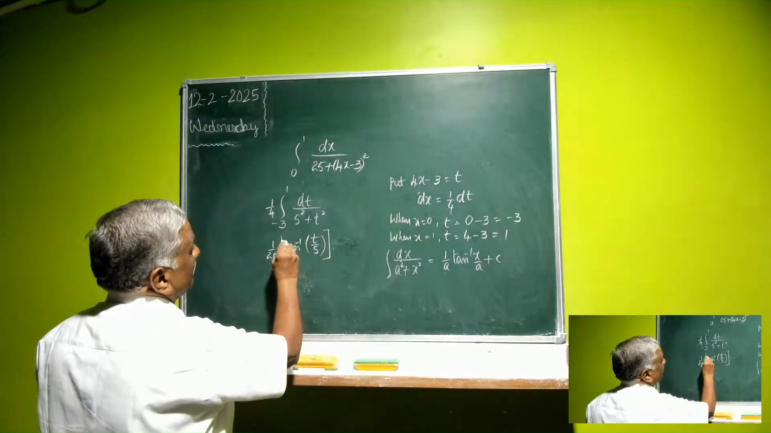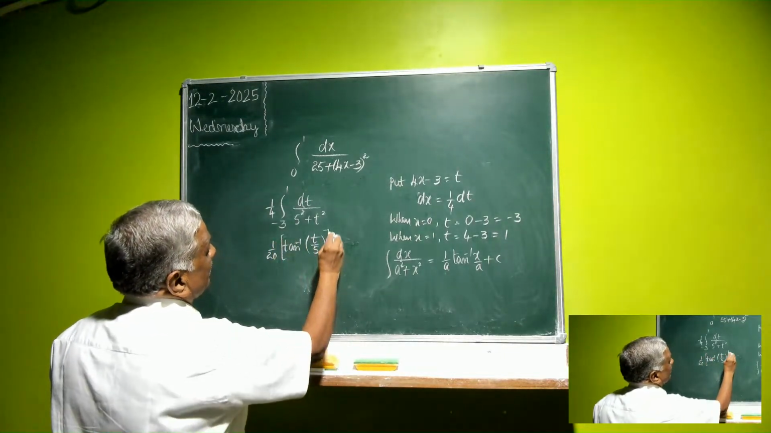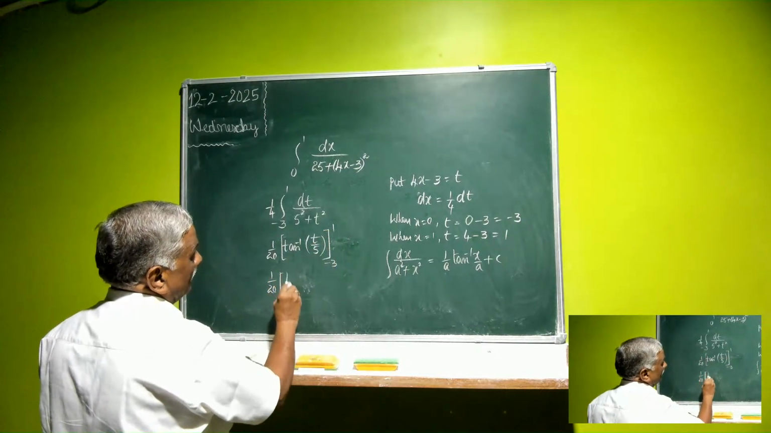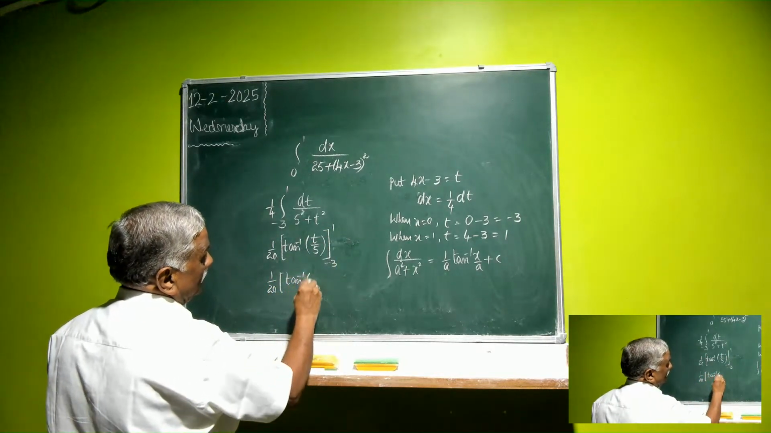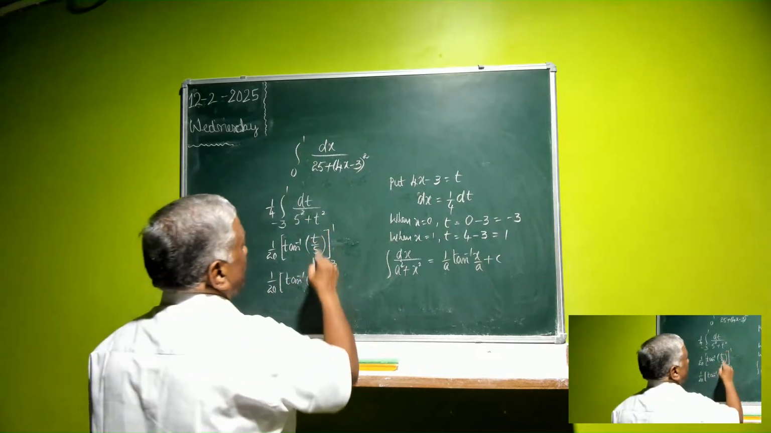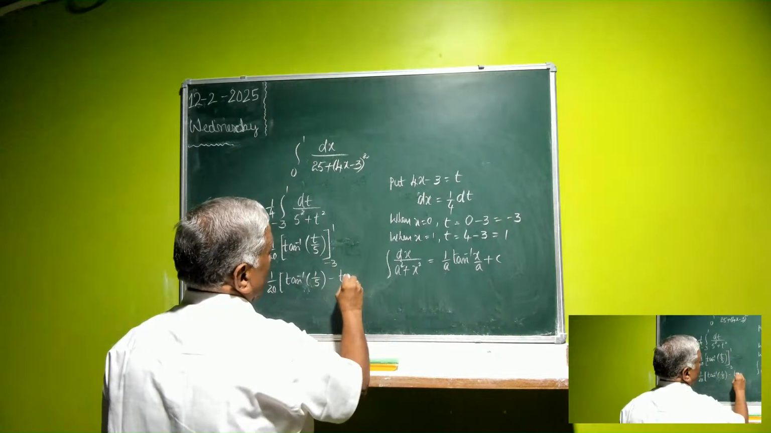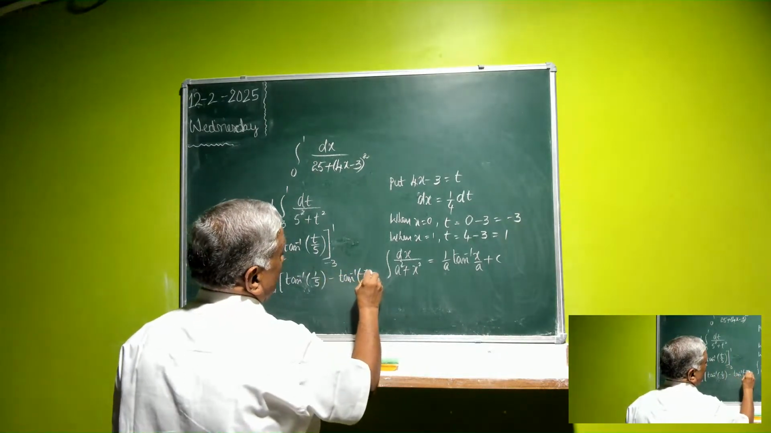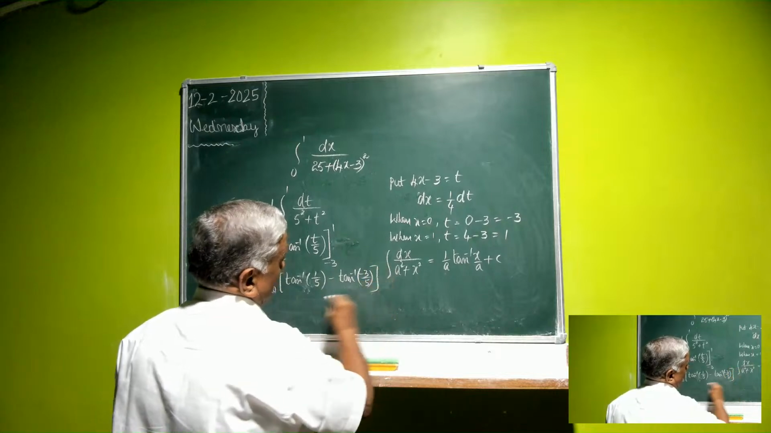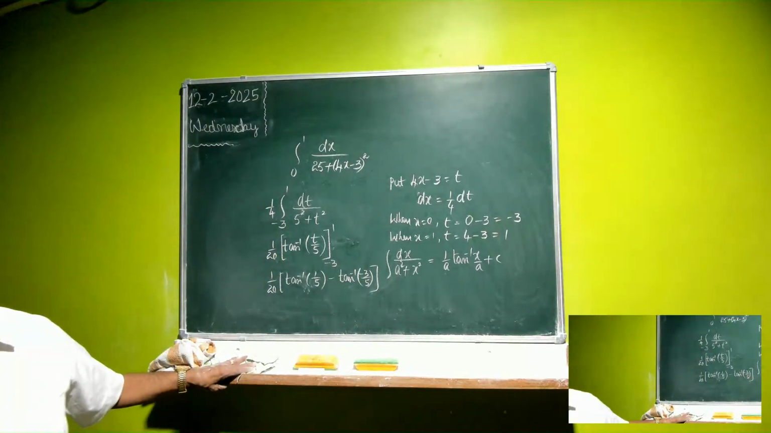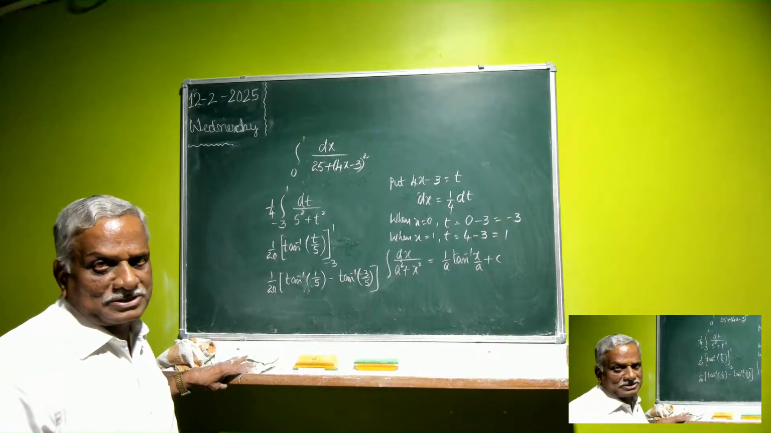We put the limits minus 3 to 1. So 1 by 20 tan inverse of 1 by 5, the upper limit is 1, minus tan inverse of minus 3 by 5. That's the final answer. You will not simplify. Of course, you can use the formula for tan inverse x plus tan inverse y and all that.